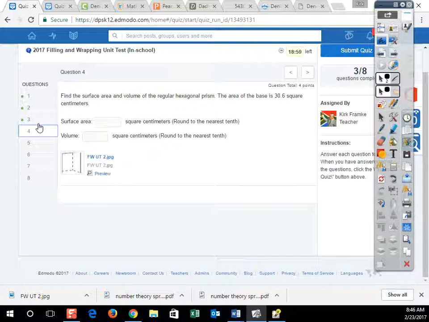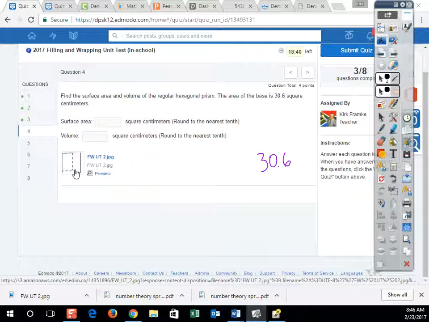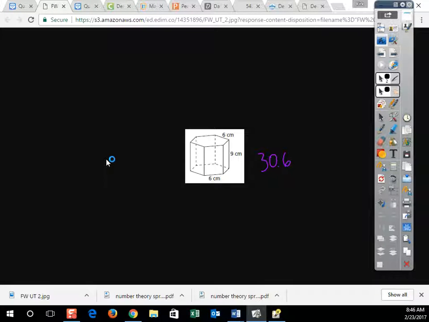Find the surface area and volume of a regular hexagonal prism. The area of the base is 30.6 square centimeters. Huh. Well, that's not super helpful unless I look at this. I can't see that. What should I do? I should probably click on the words. Oh, that makes life a whole lot easier. Wow. Okay, so all of the side lengths are 6 centimeters, and I have a height of 9. And I need to find the surface area and the volume of this, right?